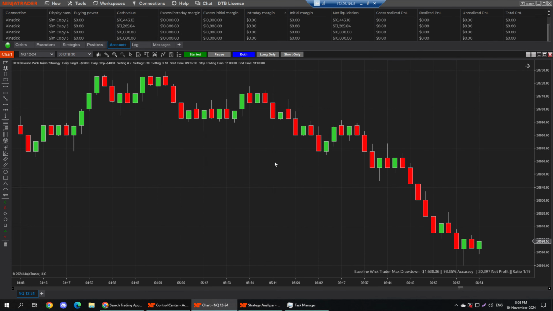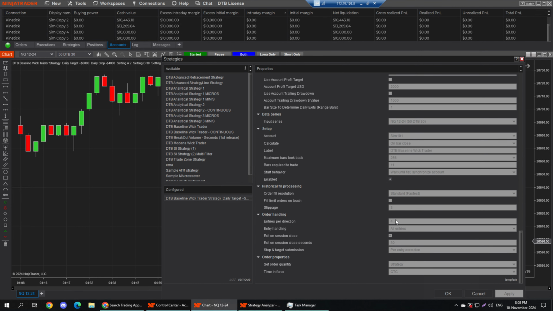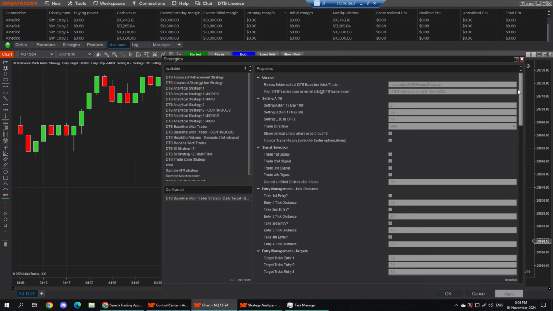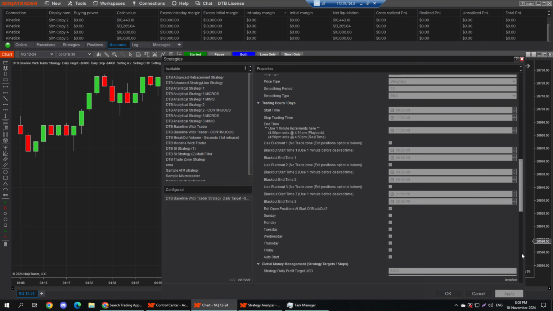Just going back to the strategy settings, I wanted to make sure that the entries per direction were right. See, entries per direction 4, that's definitely good. So we've got a 2 and a 2 here, right? Yeah, 2, 2. So we've got that right, 100%.